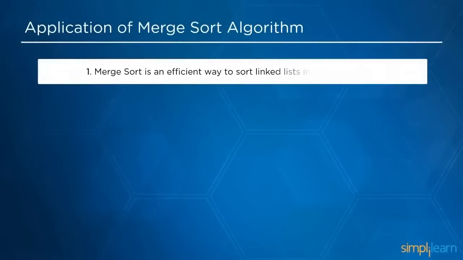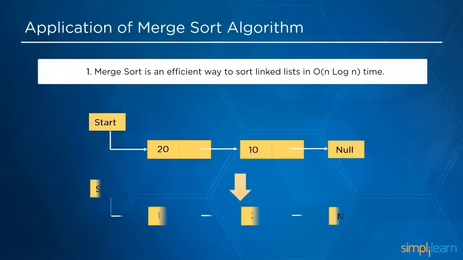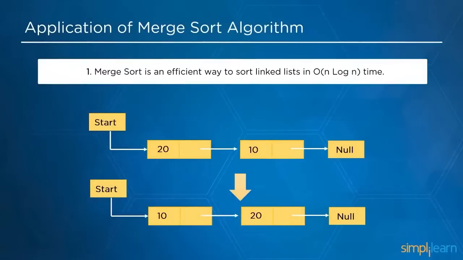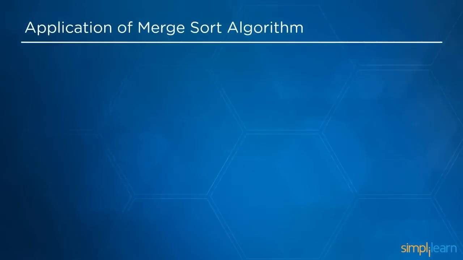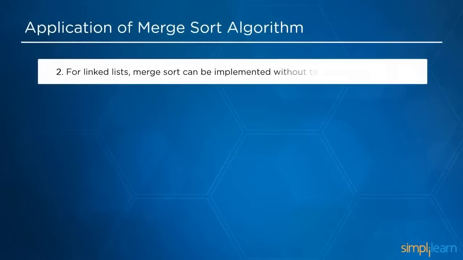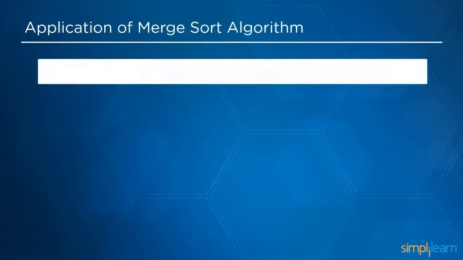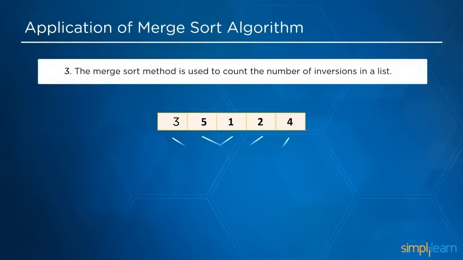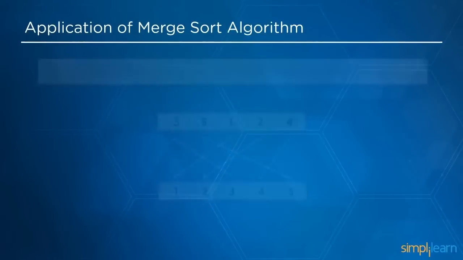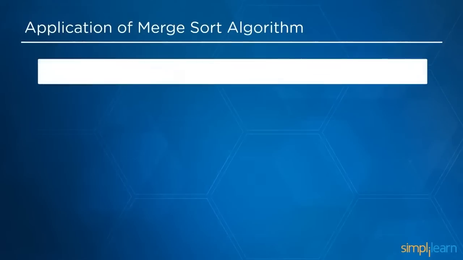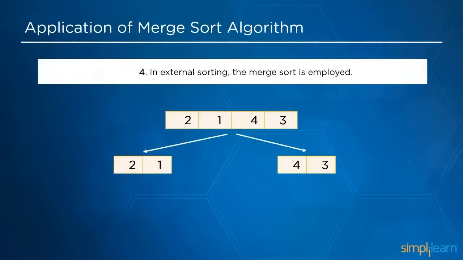So the first application is that merge sort is an efficient way to sort a linked list in big O of n log n time. A subsequent application of the merge sort algorithm is for linked lists: merge sort can be implemented without taking up more space. Followed by that, the merge sort method is used to count the number of inversions in a list. The last application states that in internal sorting, merge sort is employed.